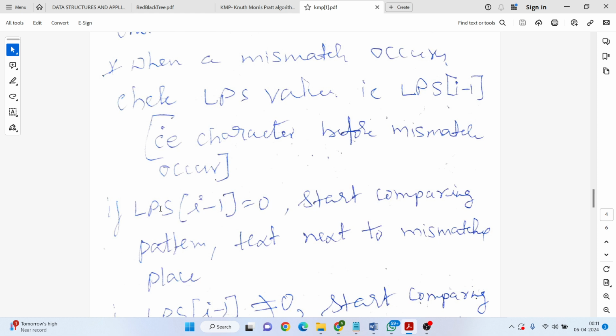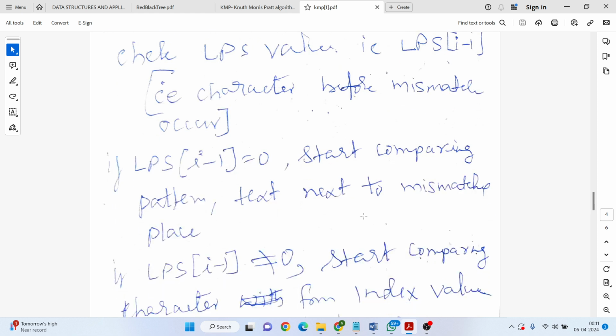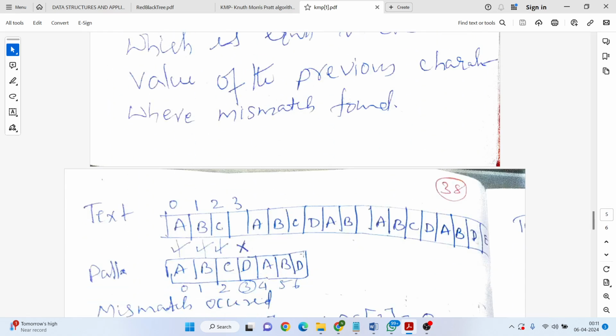If LPS of I minus 1 value is 0, start comparing from the very next to the mismatch place. If the mismatch is found at 3, you have to start from 4. Suppose a mismatch occurred here, then you have to start comparing from the next place. That's the meaning. If LPS of I minus 1 is 0. If not 0, that many number of characters behind where the mismatch was found, behind that you have to start. And you will come to know while tracing the algorithm.